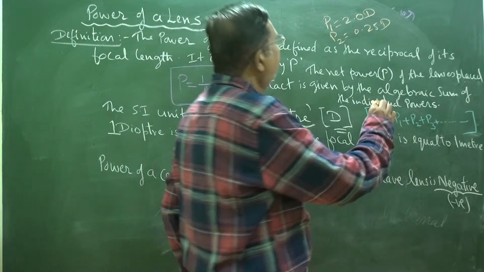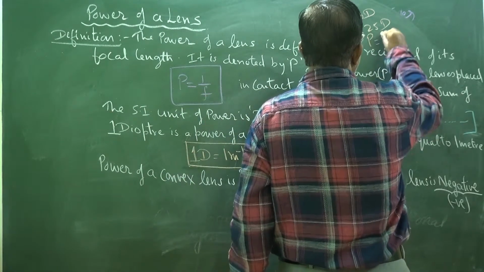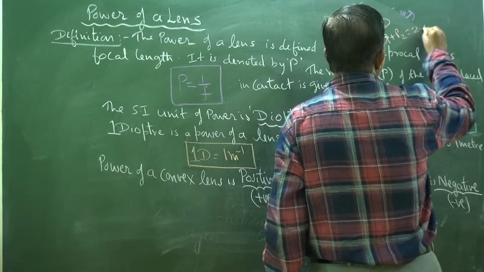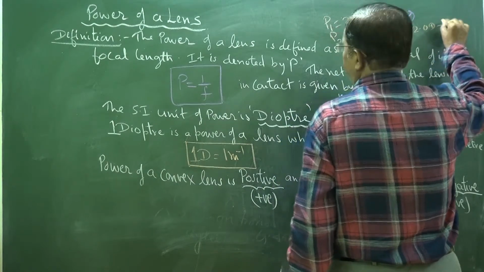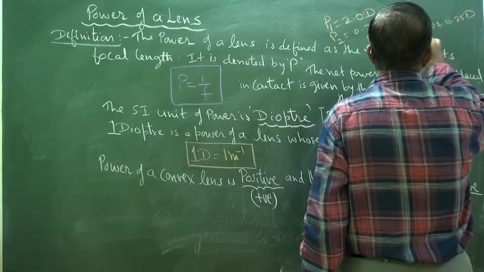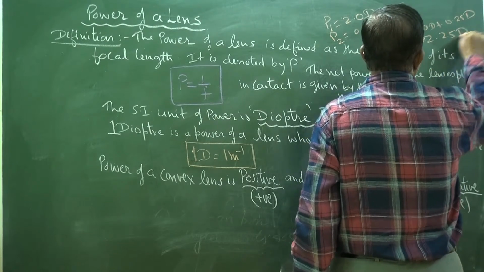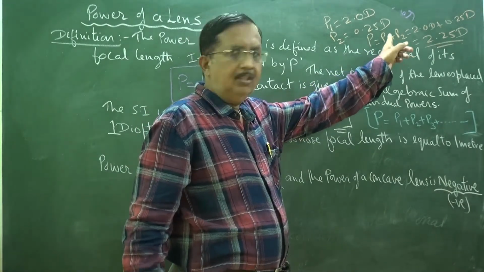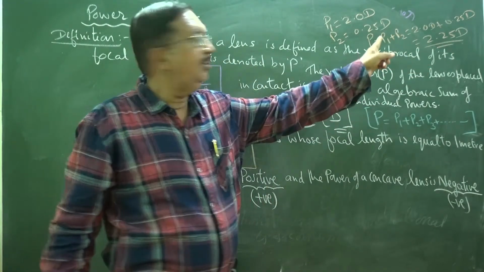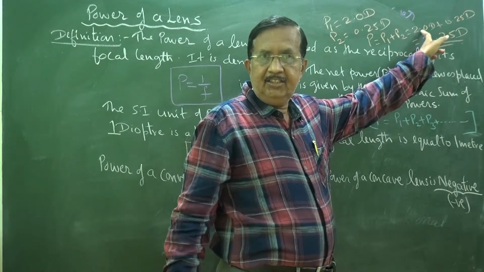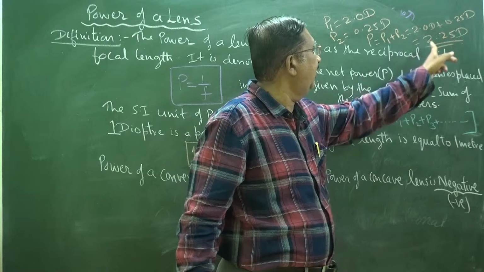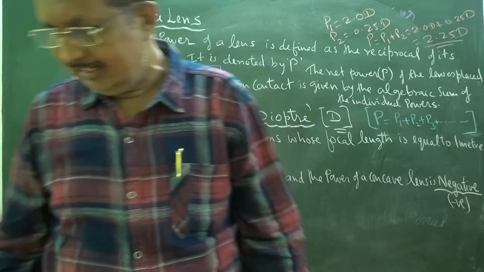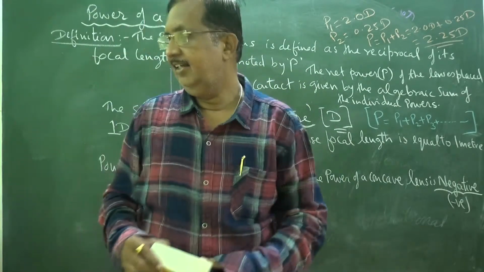So what will be the net power here? Net power P is equal to the algebraic sum P1 plus P2. It is simple addition: 2.0 diopter plus 0.25 diopter, which is equal to 2.25 diopter. Like this you should find it. Like this you can understand the power of a lens. Okay, children.